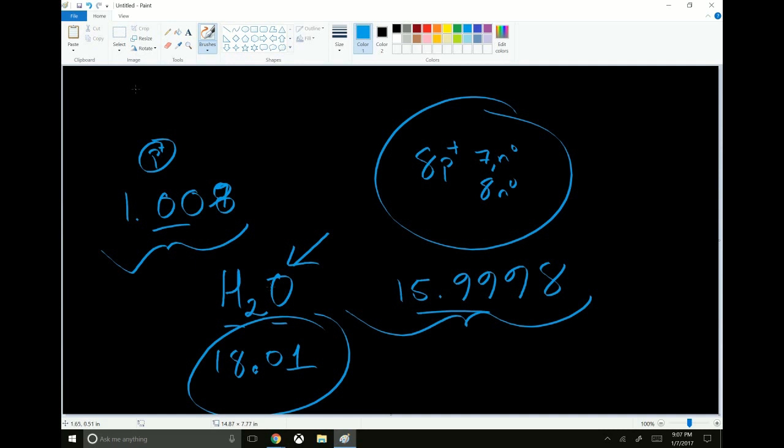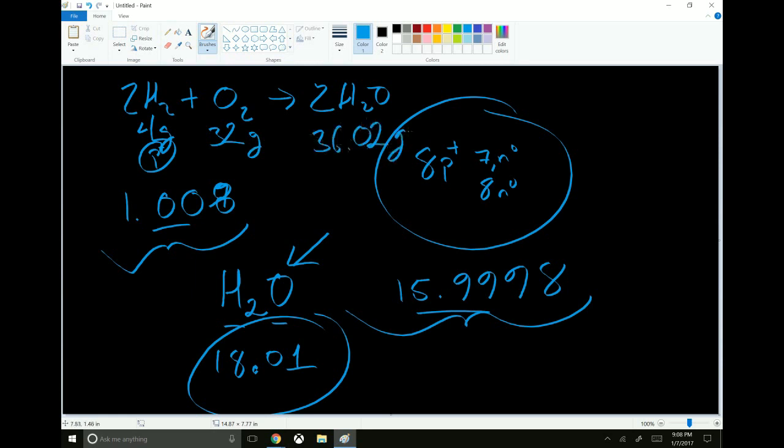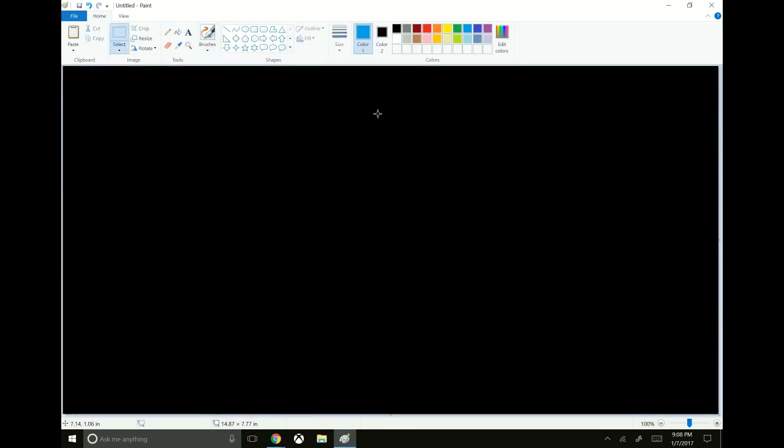Because in chemical reactions, it's 2 molecules of hydrogen plus 1 molecule of oxygen, making 2 molecules of water. Or you can look at it as, 4 grams of hydrogen plus 32 grams of oxygen, making 36.02 grams of water, which is not nearly as easy to wrap your head around as the 2 to 1 to 2 relationship that is directly expressed in the chemical reaction. And that is what moles are for.